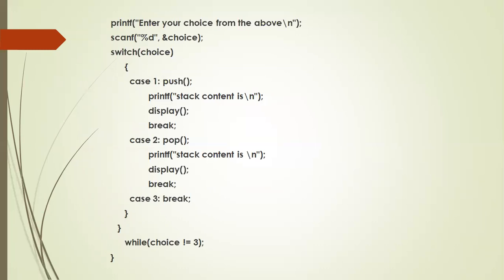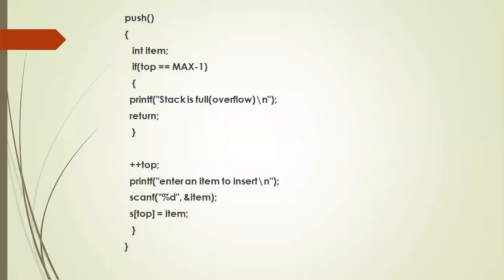Next, again, which function is called? Again, the push function is called. Again, here top has already become 0. Max -1 remains as 4. So 0 equal to 4 is false. So again, top is incremented. So top from 0 becomes 1. Then enter the item. I'll give 20. 20 goes to the first place.